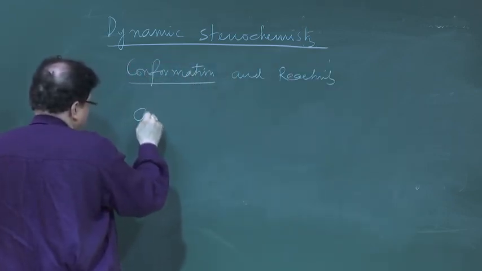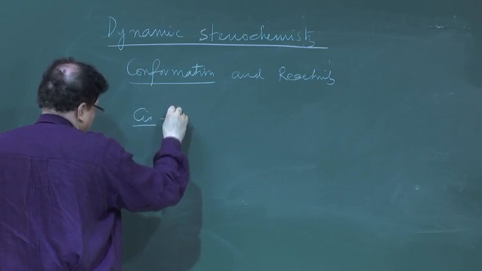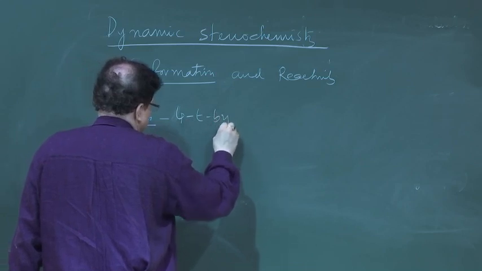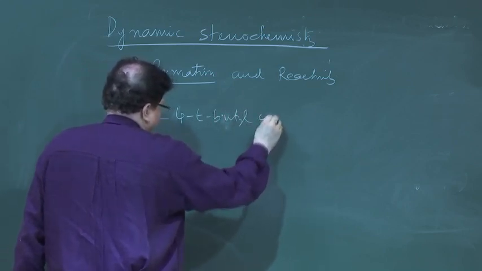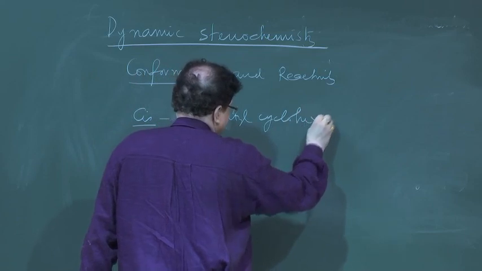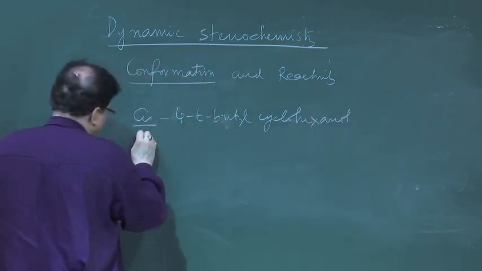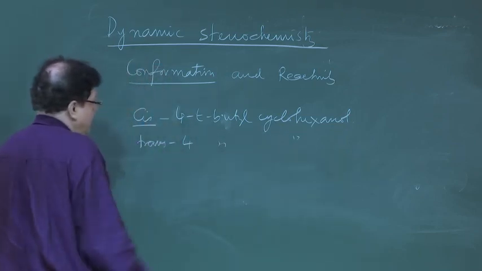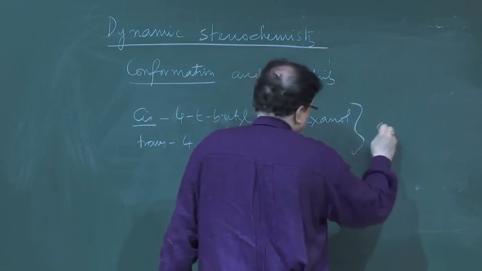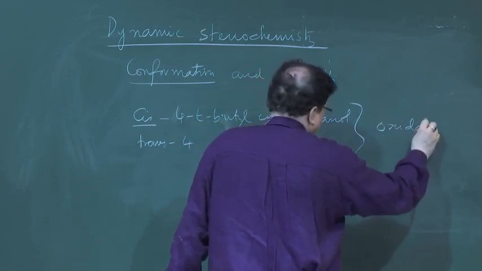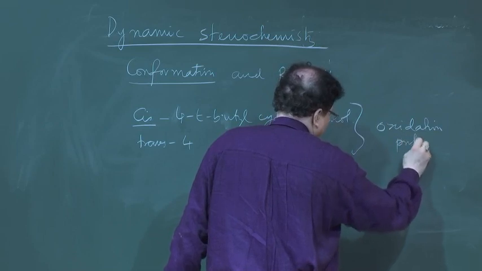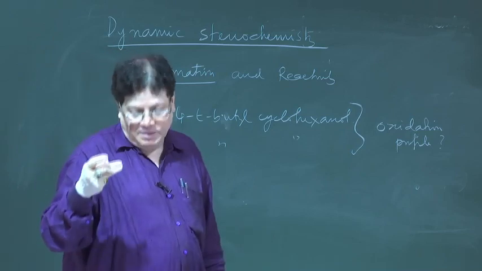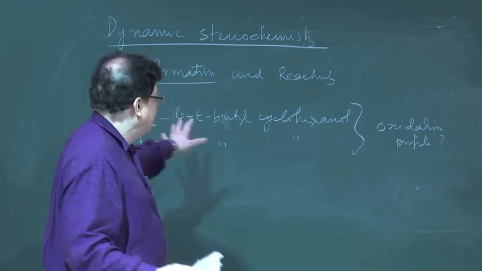One example is, suppose I want to oxidize two compounds. One is cis-4-tertiary butyl cyclohexanol and the corresponding trans compound, the trans-4-tertiary butyl cyclohexanol. So, which one will oxidize? The oxidation profile, that means, which one will be oxidized more or at a faster rate. Now, we are bringing in the kinetics, okay, which is faster than the other.